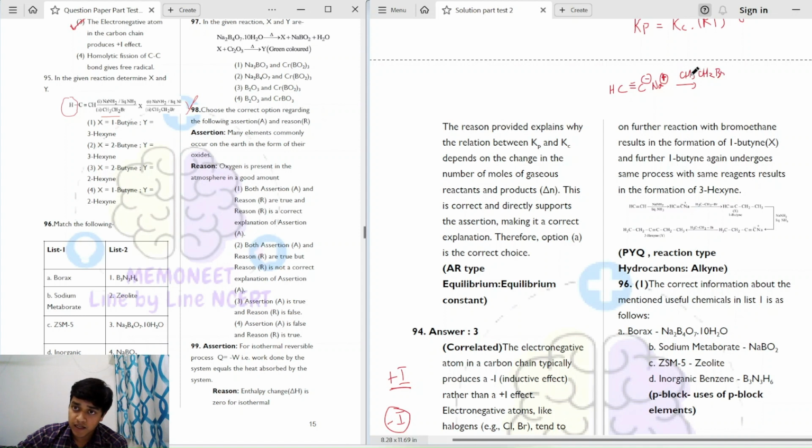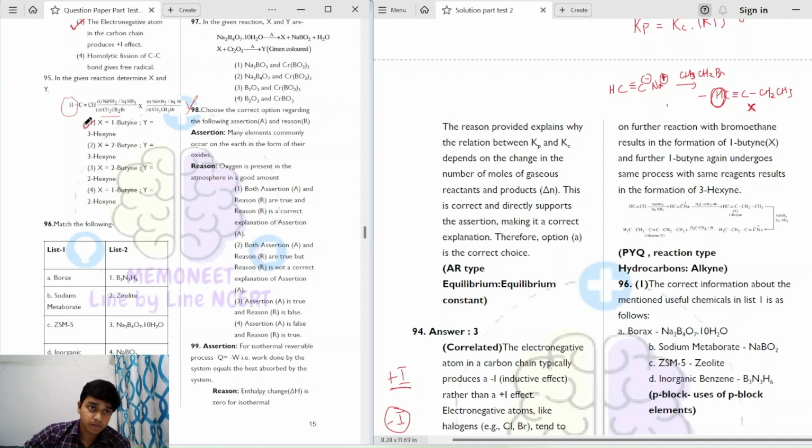what happens is a bond is formed here. So we get HC triple bond C, and this C will form a bond with CH2CH3. So this is our compound X. And when the same reaction is done, this time this hydrogen will be lost and a CH2CH3 group will be formed on the other side. So X will be 1-butyne and Y will be 3-hexyne. So the correct answer is option 1.